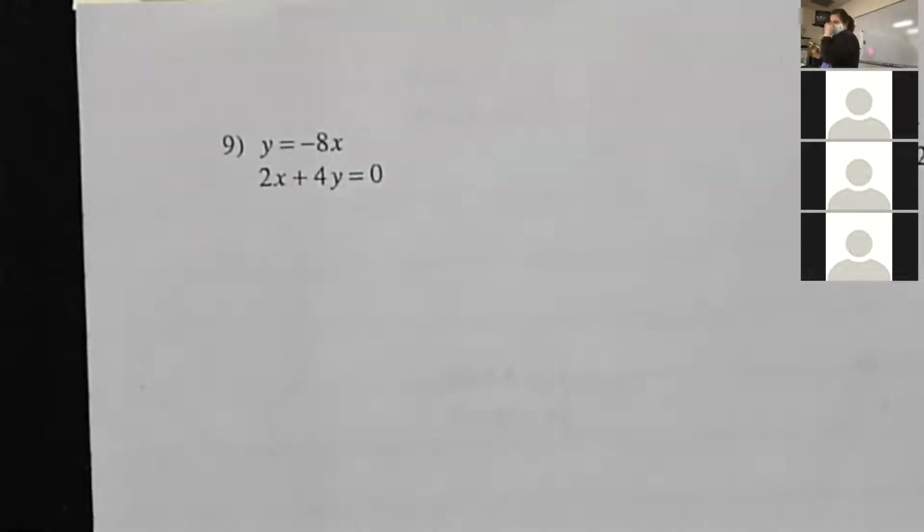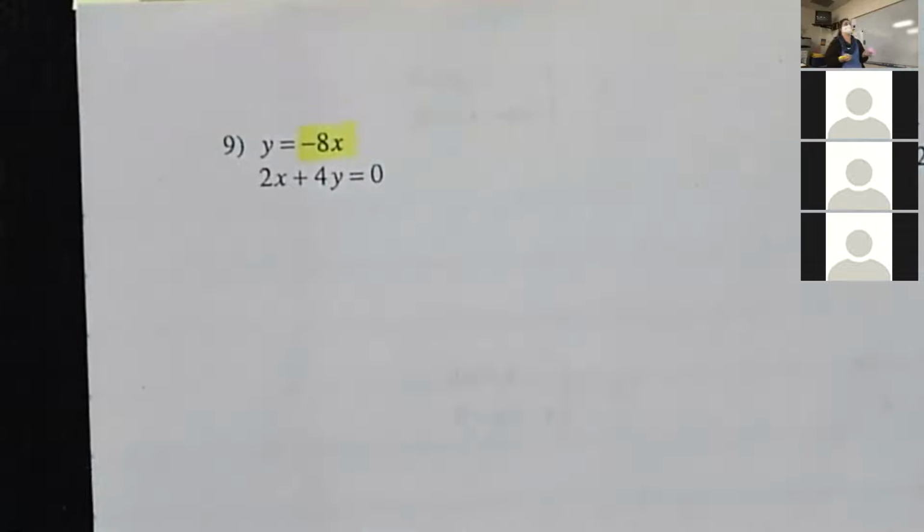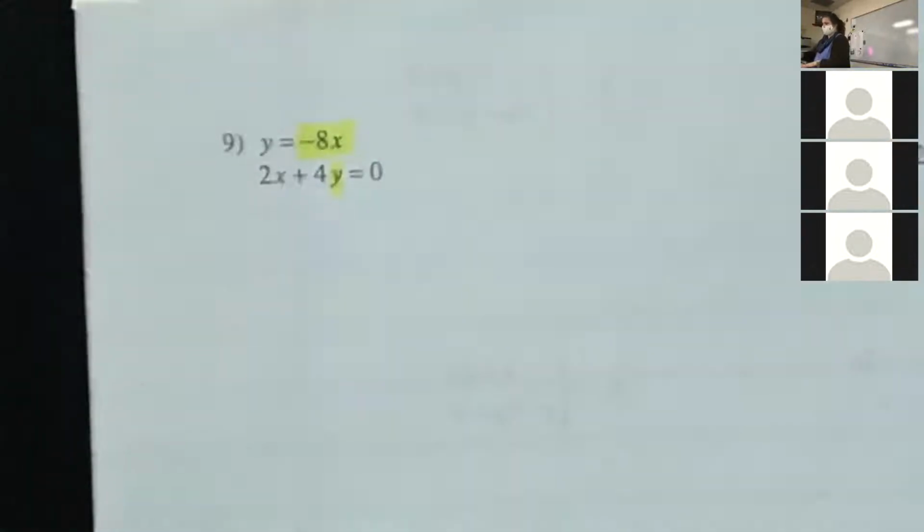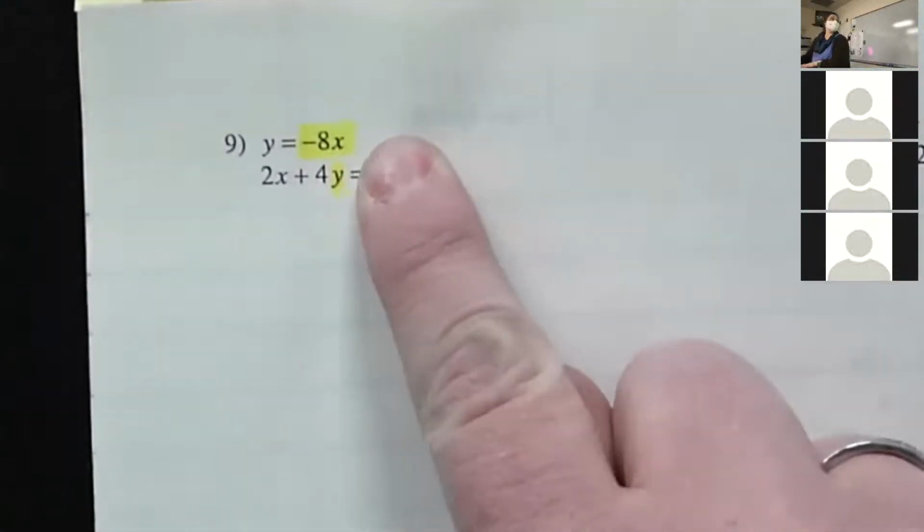In substitution, the goal is to get a variable by itself. Do you see how y is already by itself on this one? Y is negative 8x. Everyone agree with me? That's what it says. So wherever we see a y in our second equation, we're not going to call it y anymore. We're going to call it negative 8x. So let's rewrite this equation.